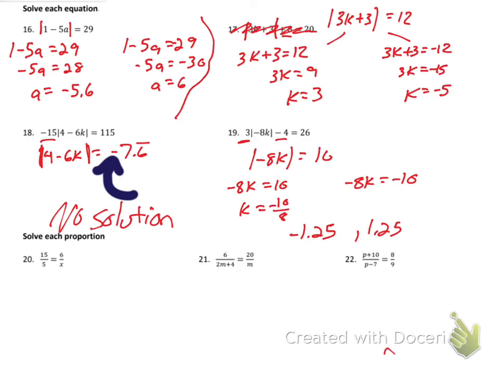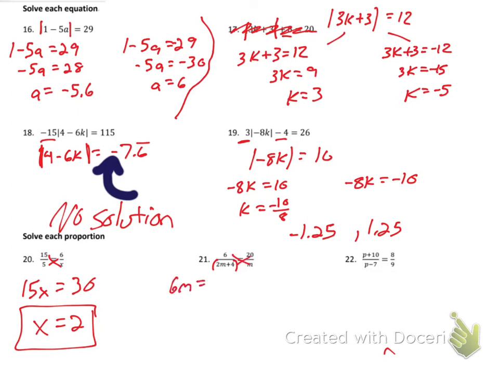All right, so now we're back to solving proportions. So we're cross multiplying. So 15x is going to be equal to 5 times 6, which is 30. Divide by 15 on each side, and x is going to be equal to 2. I have to put parentheses around here, but then I'm going to cross multiply. So 6m is going to be equal to 20 parentheses 2m plus 4. Then I'm going to distribute, so that'll give me 6m is equal to 40m plus 40.